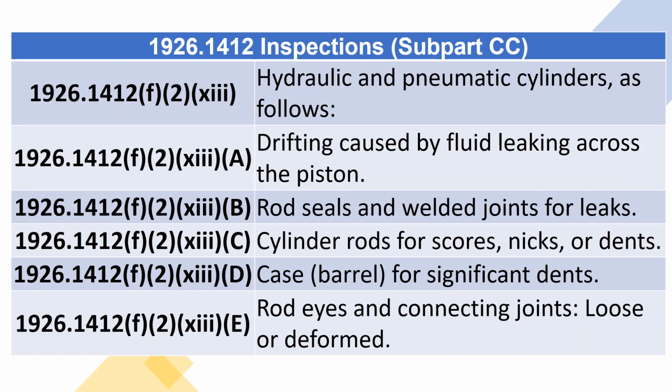Hydraulic and pneumatic cylinders, as follows. Drifting caused by fluid leaking across the piston. Rod seals and welded joints for leaks. Cylinder rods for scores, nicks, or dents. Case, barrel, for significant dents. Rod eyes and connecting joints, loose or deformed.